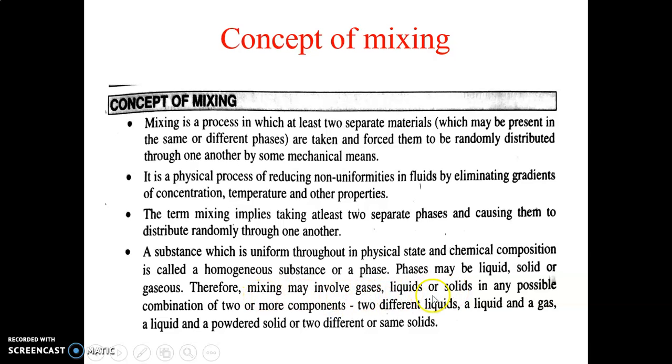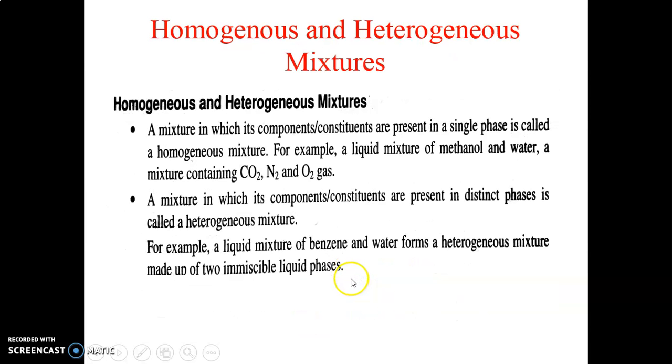That means sometimes two of the same phase may be involved, sometimes two different liquids, or sometimes some solid with liquid. So there are a lot of combinations for mixing. Generally mixtures are classified as homogeneous mixtures and heterogeneous mixtures. Homogeneous mixture is nothing but one in which the components in the mixture are present in a single phase.